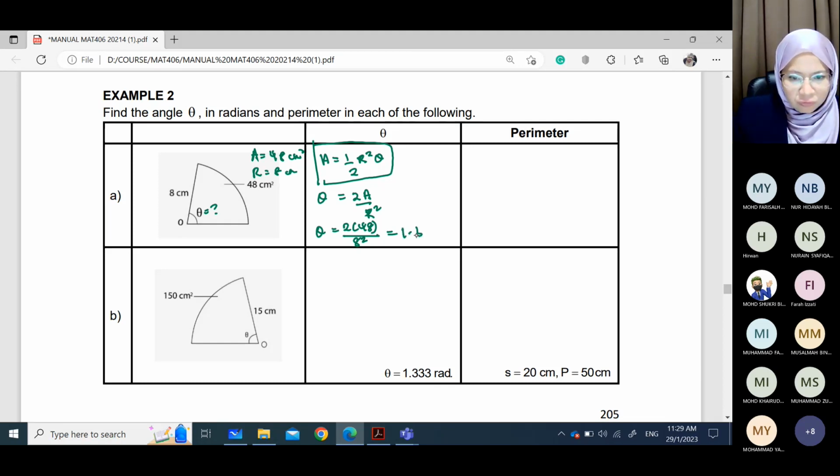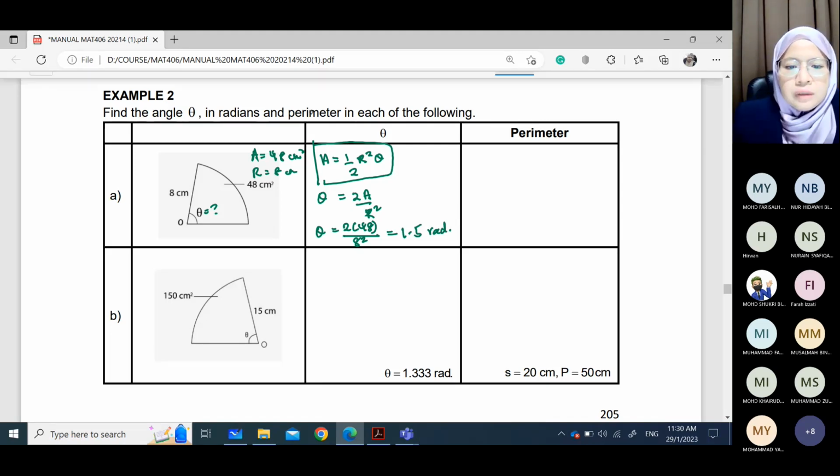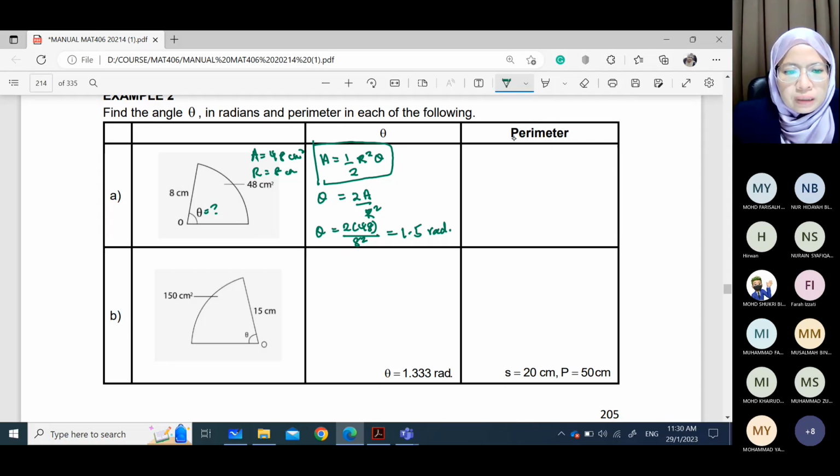Okay, so theta is 1.5 radian. So this is our theta. Okay, so untuk parameter, parameter sama juga dengan S plus 2 radius. 2 radius maksudnya 8 cm plus 8 cm. So yang ni pun 8 cm lah sebab dia sama kan. So untuk kes yang ni kita kena cari S. So S adalah arc length.